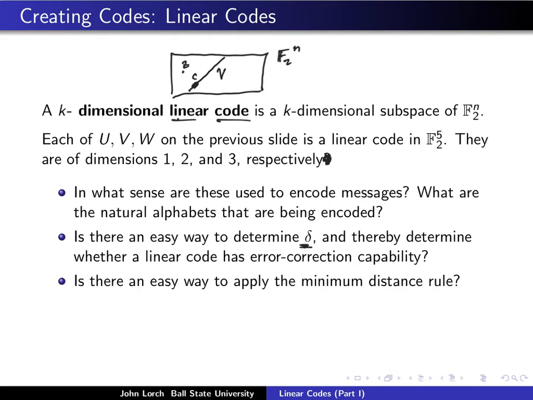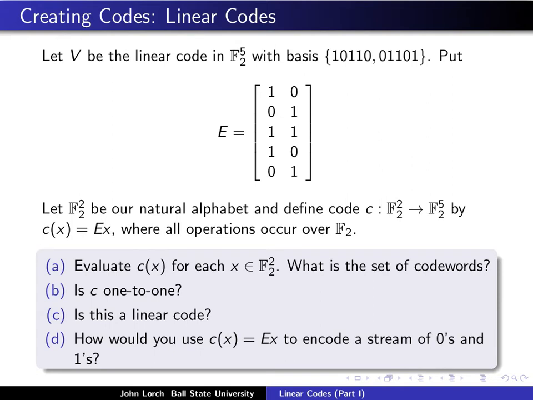In chapter 6, all we knew how to do would be to really just compare Z to every single code word. Is there an easier way for linear codes? So it turns out that there are positive answers to all of these questions. So here we address, or begin to address, the first question on the previous slide about how these linear codes are actually encoding messages from some natural alphabet.